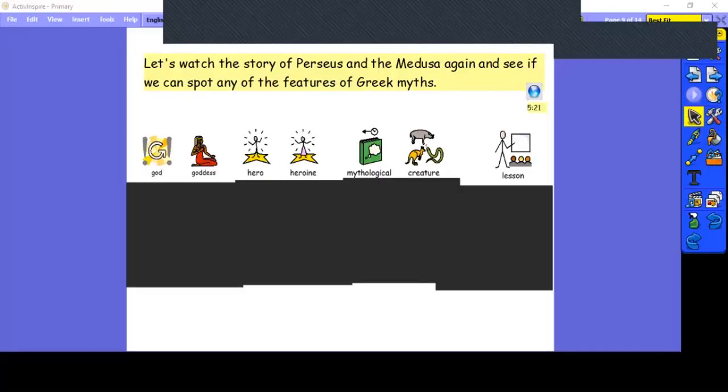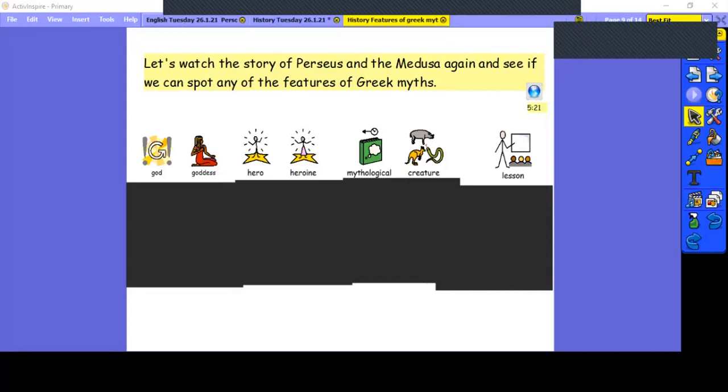Okay, so hopefully you managed to watch that film again, and we're going to just go back and think about those Greek mythological features and see if we can recognise some of them. Let's see if we can remember. I don't know if you spotted some of these things in the story. We've got the god and goddess, we've got the hero or heroine, and we've got the mythological creature, and we've got, if you can think about what the lesson of that story might be.